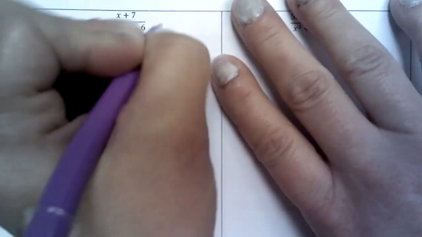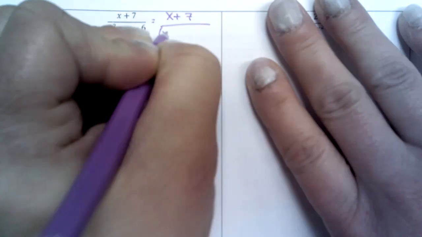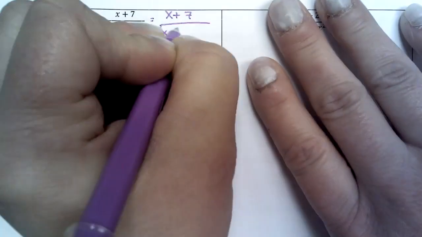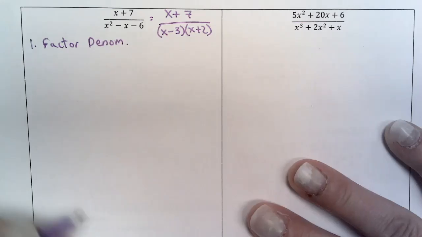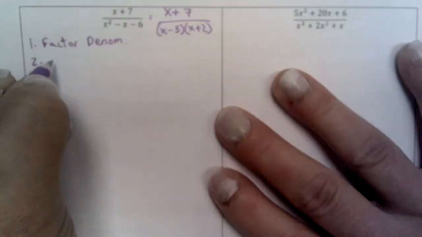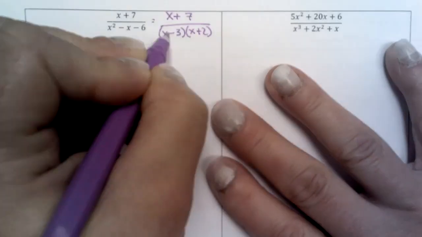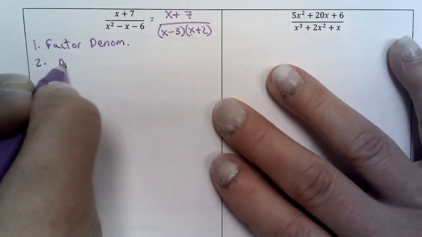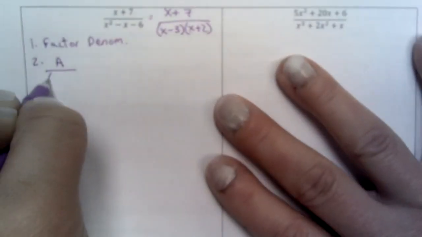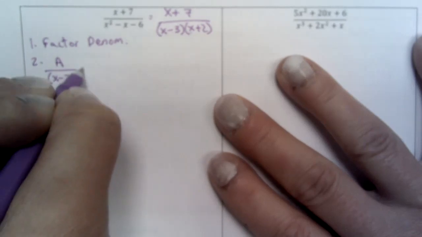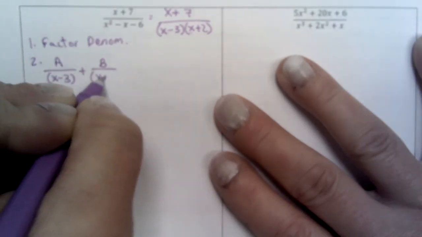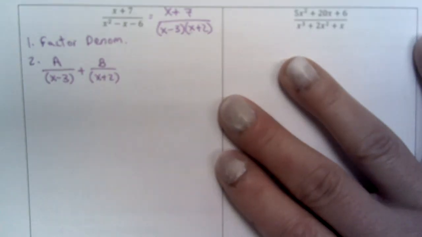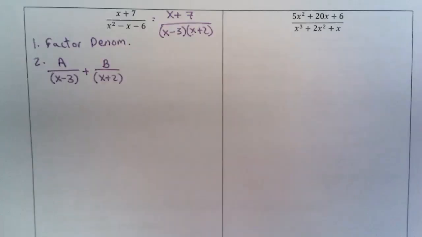All right, so our denominator here breaks up to x minus 3 and x plus 2. Okay, so step two, we're going to rewrite this. Because we have two factors down here, we're going to have two different fractions, each with the separate factors in that denominator. Okay, that's all I've done so far.